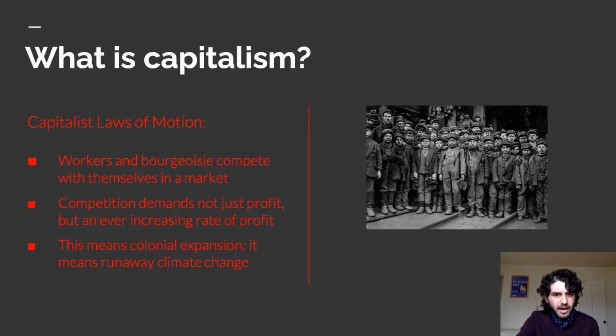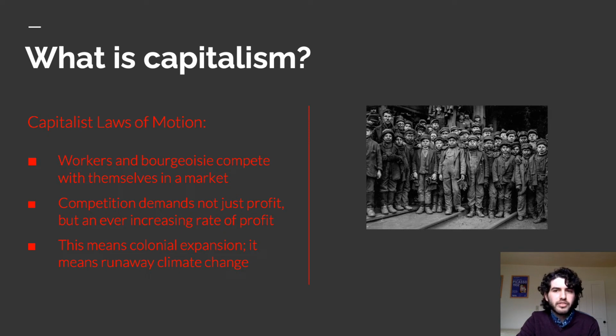So, what is capitalism? Capitalism is defined by what we may call certain laws of motion. Workers and bourgeoisie compete among themselves in a market. The workers compete for jobs, the bourgeoisie compete for profit. Competition demands not just profit, but an ever-increasing rate of profit. A stock's value will only increase if shareholders can expect more profit in the future. For this reason, capitalists must always be on the lookout for new ways to make money. This can be through innovation, but it can also be through greater exploitation and by finding new markets.